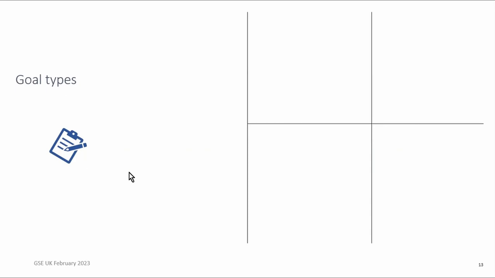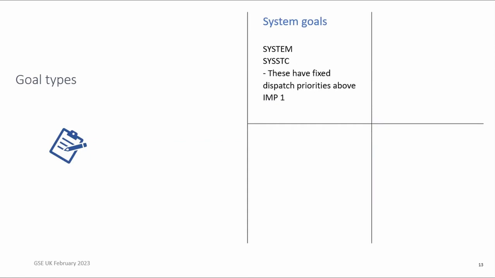Okay, so let's talk about goal types. So I mentioned that we had system goals, and those are SYSTEM and SYSSTC. And these have fixed dispatch priorities that are above importance 1, and we'll get a picture of importance 1, so please hold on.